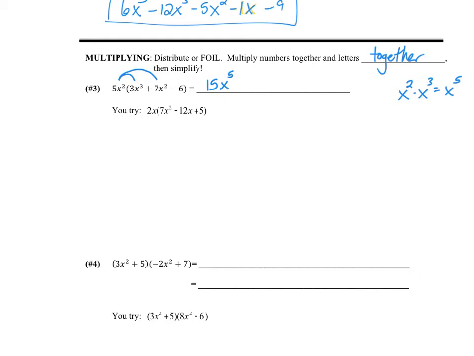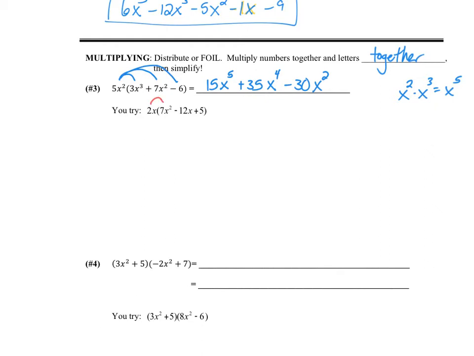And then we have 5x squared times 7x squared. 5 times 7 is 35. X squared times x squared is x to the fourth. And then 5x squared times negative 6. 5 times negative 6 is negative 30. And then x squared goes with it. So we're just distributing. And then there's one more example like it below.